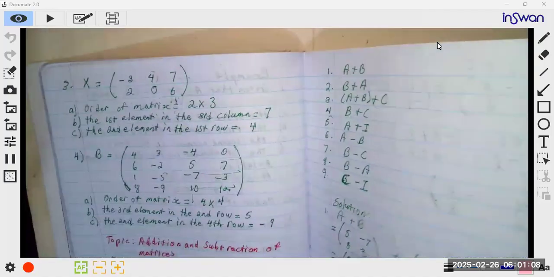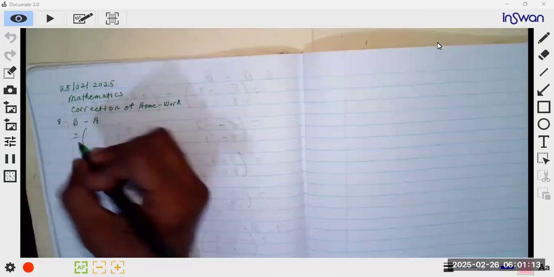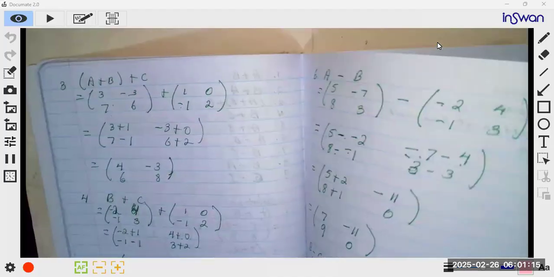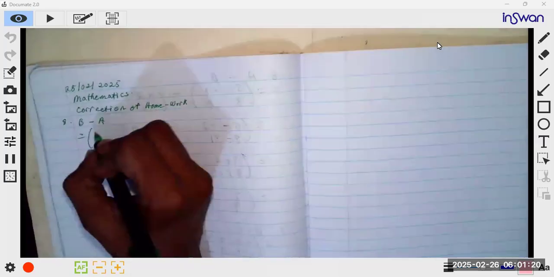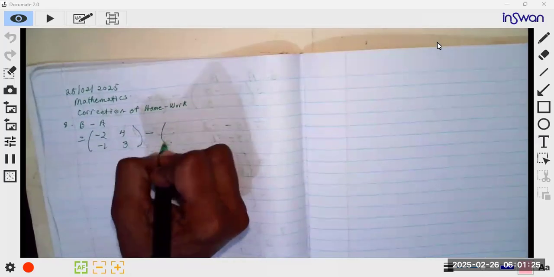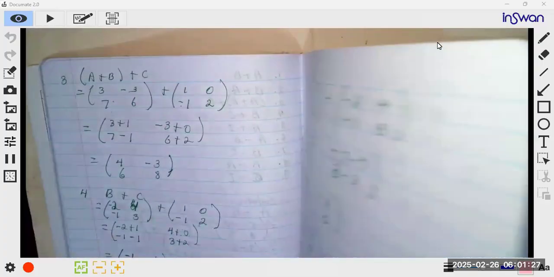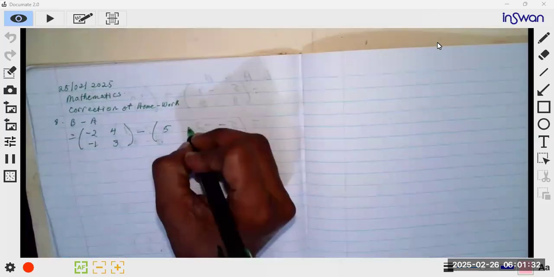Question 8. What we had to do was, with these two matrices, B take away A. What is B? Matrix B is -2, 4, -1, 3. Take away what is matrix A? Matrix A is actually 5, -7, 8, and 3.